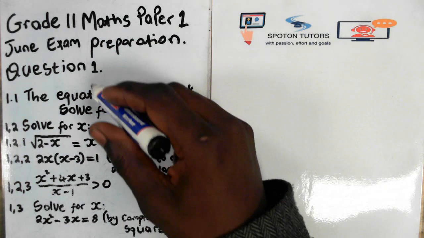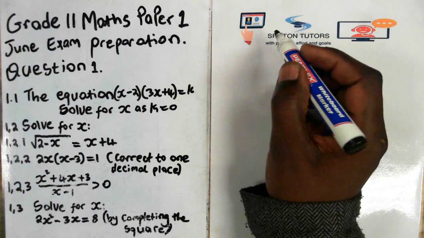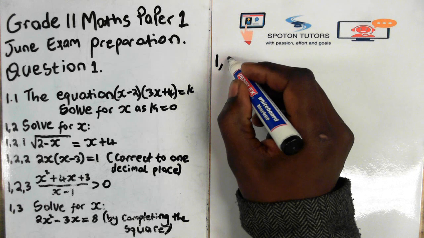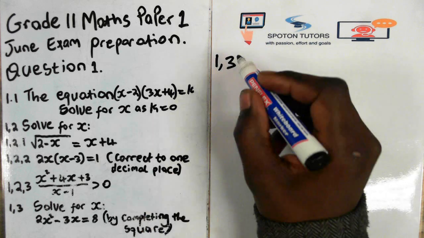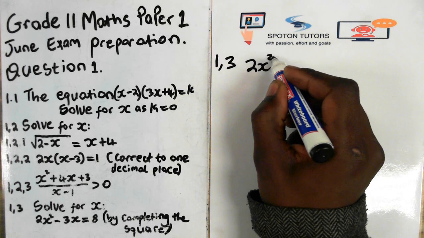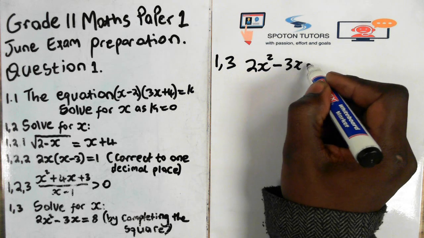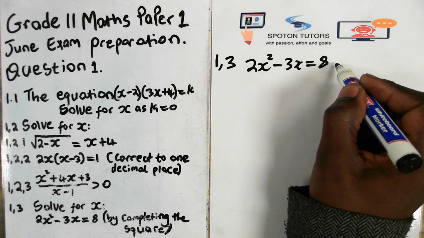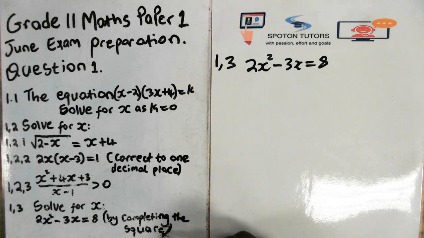We are now doing 1.3 of this question paper. We're still on question 1. It says here, solve for x if, by completing the square. Here is the question here.